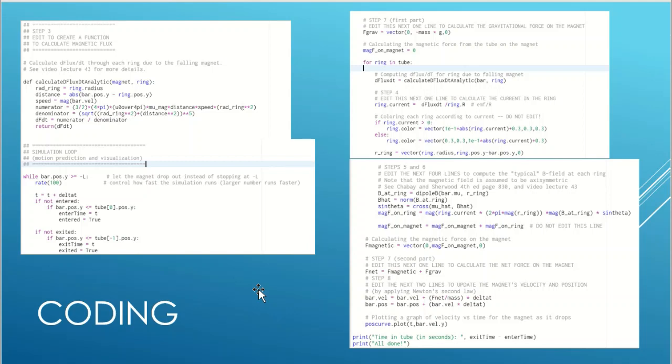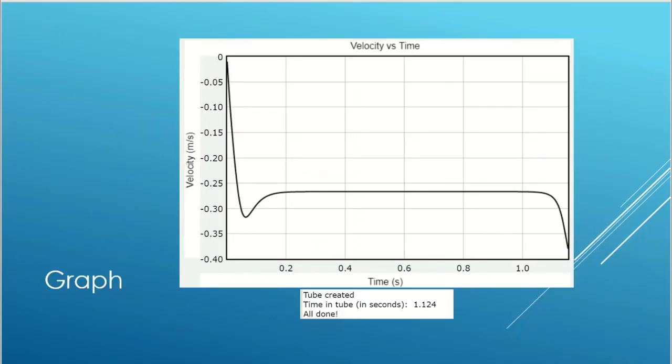Then, the position of the magnet is updated, and this updated position at the very end is used to calculate the time that the magnet spends in the tube, which is at the end showing exit time minus enter time to calculate the final time. The graph that is produced shows a generally exponential decay model, and again shows my final result of 1.124 seconds in the tube.